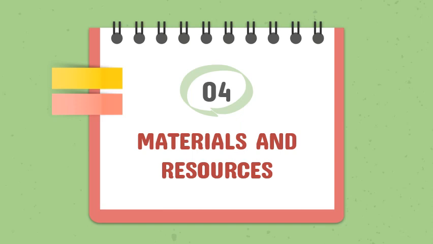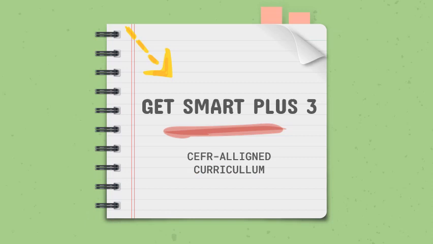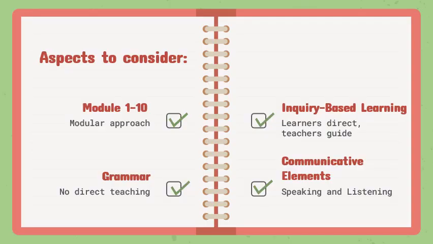So the last element that I consider is the materials and also the resources for the English lesson that are appropriate for the scheme of work for my students. Since most of my lessons are based on a textbook, I'll be using Get Smart Plus 3 as the main reference for the syllabus and also to adapt it into the scheme of work. So when constructing the scheme of work for Year 3, I did consider the syllabus, which is based on the Get Smart Plus 3 textbook.